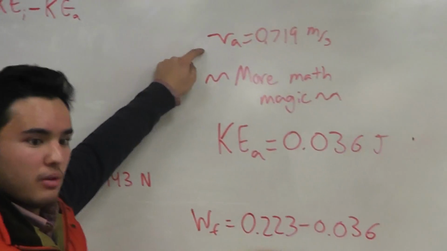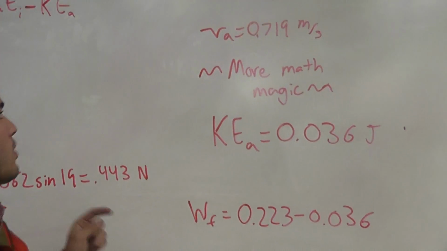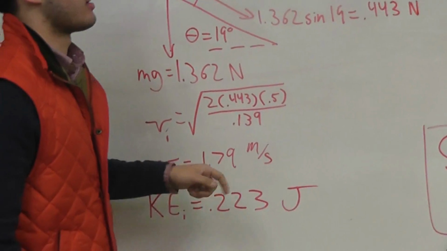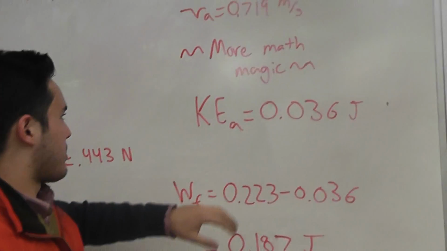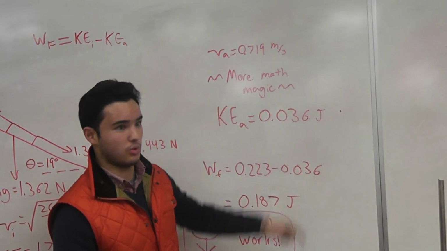When we send the block down and through the photo gate, we measure that our actual velocity is 0.719 meters per second, considerably slower than the 1.79 here. So we do more math magic with that, and we find that actual kinetic energy is equal to 0.036 joules.